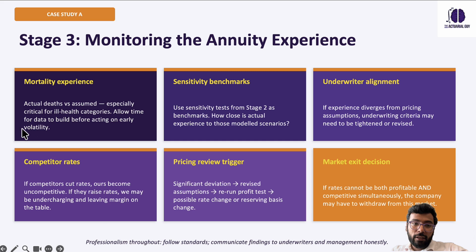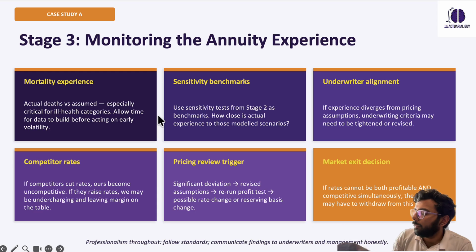You have to allow the time for the data to build up, because you cannot act on a very small sample. So early volatility may be very high, so maybe you need to take 6 months or a year or 2 years before you come to a certain conclusion. But you can't delay this a lot either, otherwise you will not be able to adjust your assumption and reprice your annuity, right? Sensitivity benchmarks.